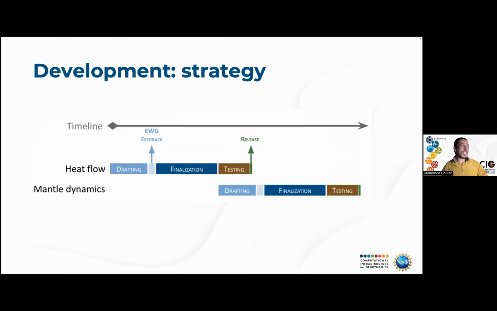In terms of strategy in developing these tools, we have three main phases. We have the drafting phase, which will compile a draft of the Jupyter Notebook that will be shared with the education working group for their feedback. Once we have the feedback, we'll finalize the Jupyter Notebook, which will once again be shared with the education working group for testing. And once it is tested, it will be released and put on the CIG website, which is geodynamics.org.